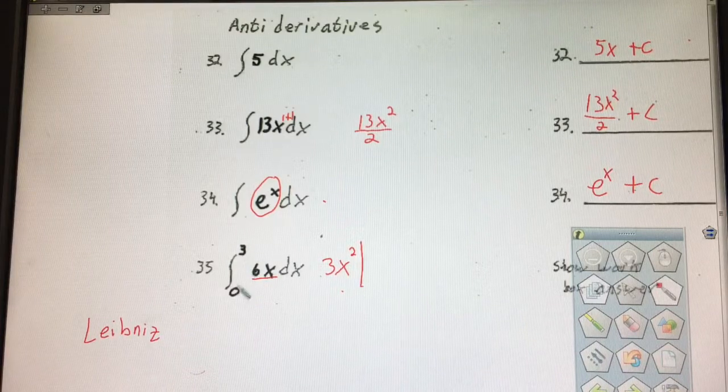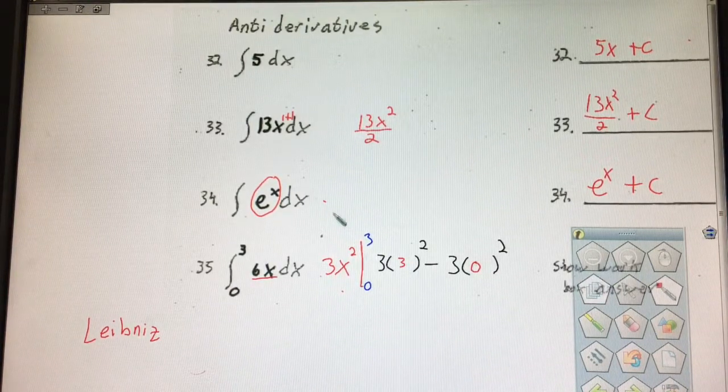And I take these limits of integration, the 0 and the 3, and I place them here on this bar, this denotation device. And it's going to be 3 times something squared minus 3 times something squared. And I have to plug in these values. The 3 goes first, and the 0 goes second. And this whole process here is actually called FTC 1, the fundamental theorem of calculus.